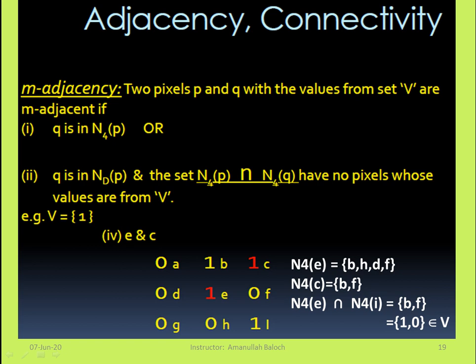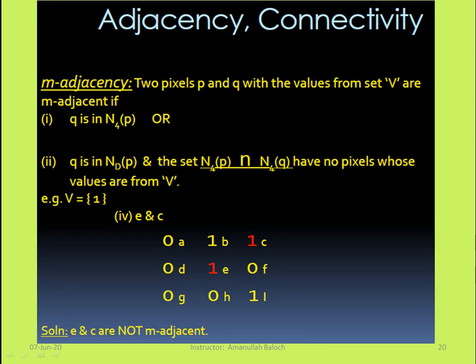Due to this, we can say that E and C are not M adjacent, because it says that no pixel in the intersection should have a value from V. If the values do not belong to V, then they will be M adjacent. In this case, the value belongs to V. So these two pixels E and C are not M adjacent. The solution is E and C are not M adjacent. This was the M adjacency.